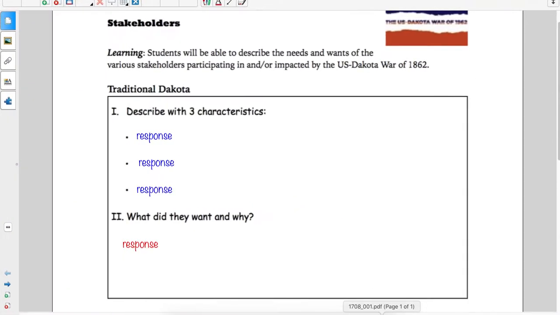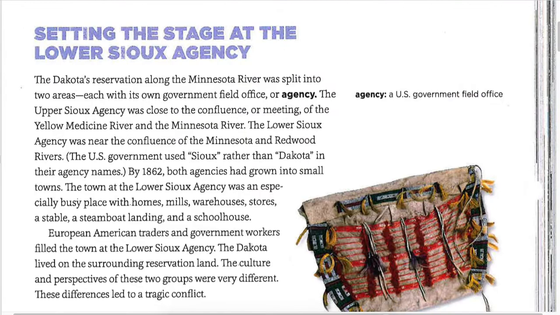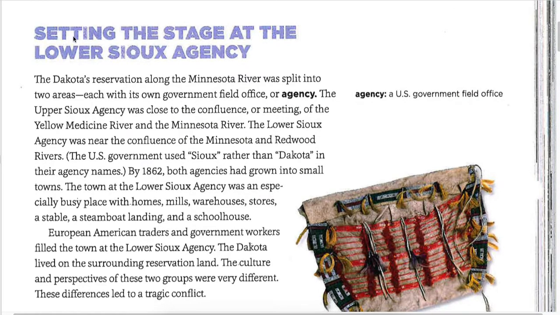So when I look at the note-taking form you're going to use today, it's called stakeholders. And your learning is students will be able to describe the needs and wants of various stakeholders participating in and or impacted by the U.S.-Dakota War of 1862. When you take notes, you're just going to take notes on 3 main things that pop into your head after you've done the reading, and then you're going to be telling us what did this particular group want and why. And you're going to see a lot of what they wanted conflicted with each other. So this is the note-taking form on stakeholders. So let's get started with the reading.